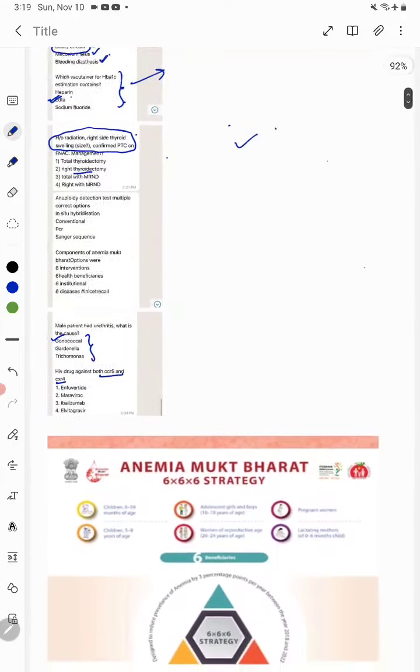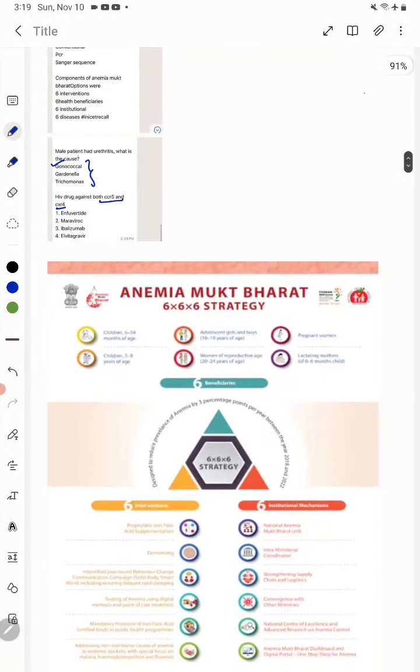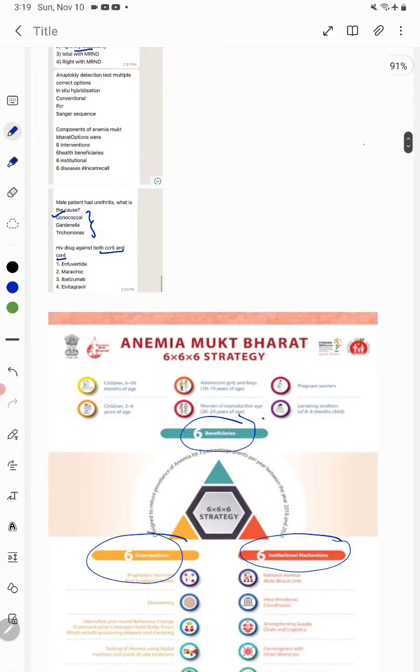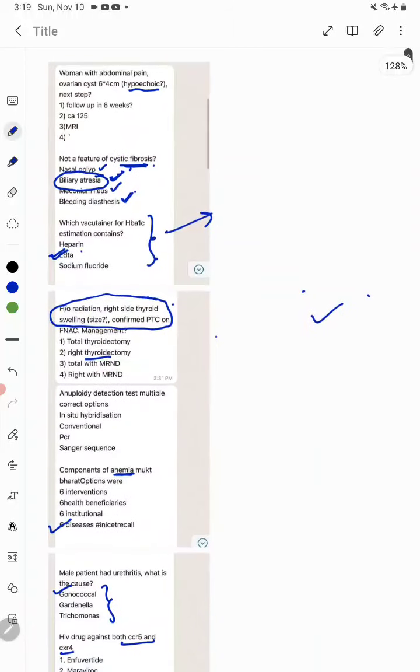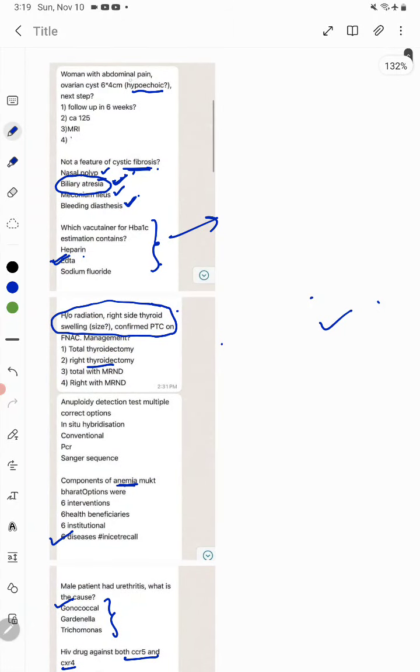Now components of Anemia Mukt Bharat is, you have 6 beneficiaries, 6 interventions and 6 institutional mechanisms, but there are no 6 diseases. It's just anemia that we'll be talking of. Now again, this question I'm not very sure of it. Woman with abdominal pain and ovarian cyst which is 6 into 4 centimeter, what would be the next step?